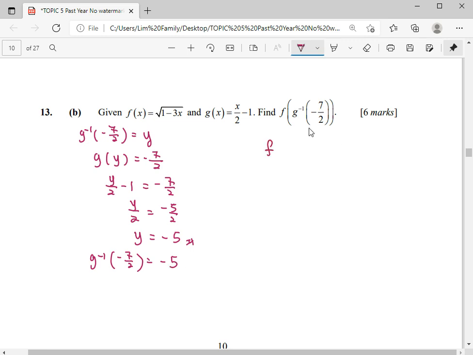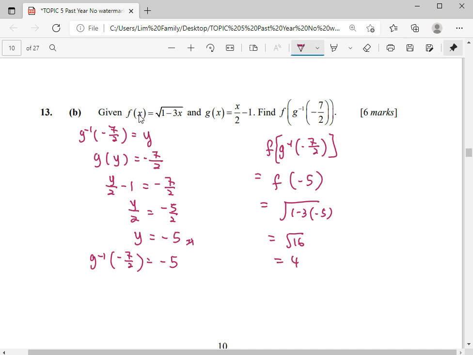So this part is done. We can start doing our composite function. For g inverse of negative 7 over 2, we get negative 5. And then we substitute this negative 5 into the function f(x). It will be square root of 1 minus 3 times negative 5. So it will be square root of 16, which is equal to 4.